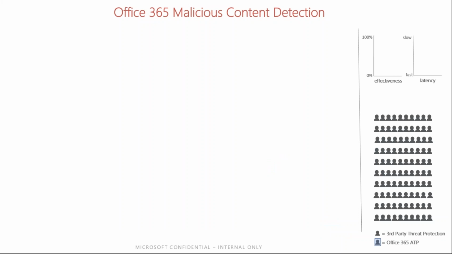So if you are new to ATP, this is a small pictorial representation of the reason behind Microsoft building Office 365 Advanced Threat Protection, right? The people you see towards the right-hand side are people who are in Office 365, right? And then you have a graph which shows your effectiveness and latency. So let's get into the details and understand.